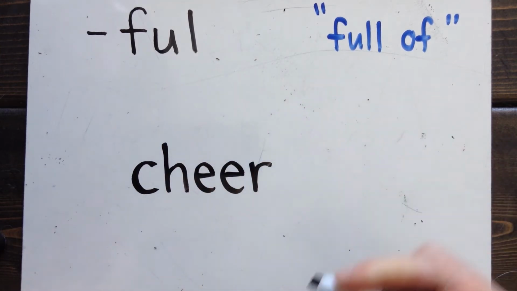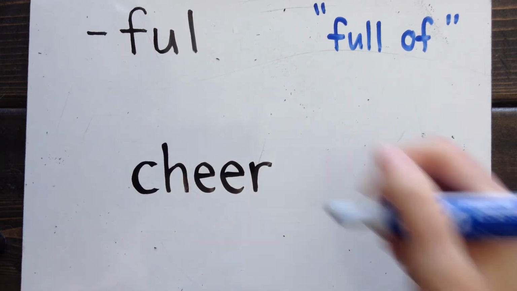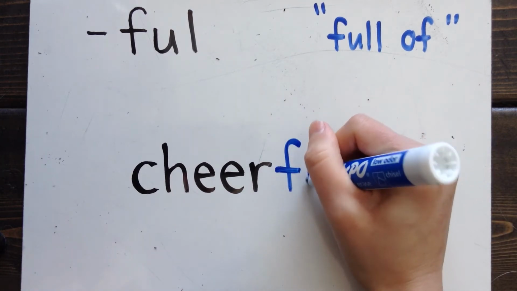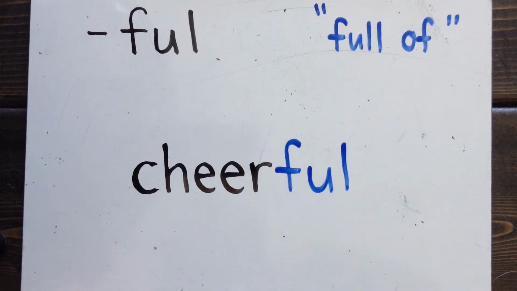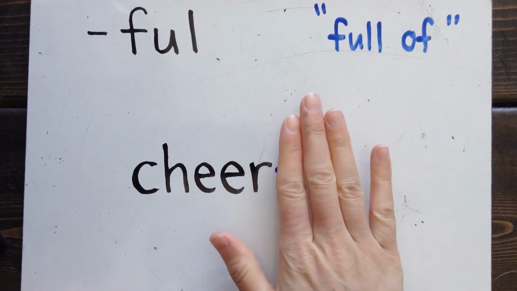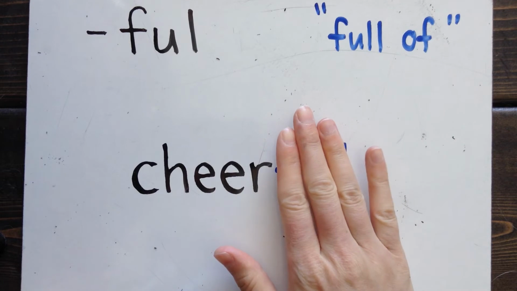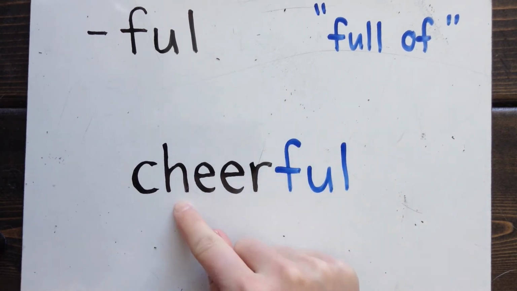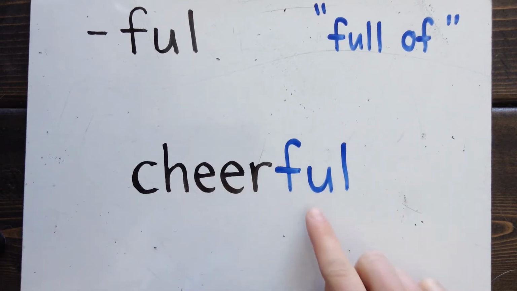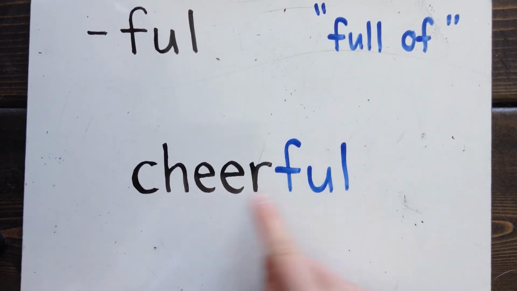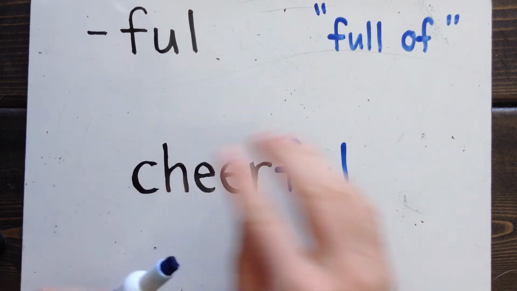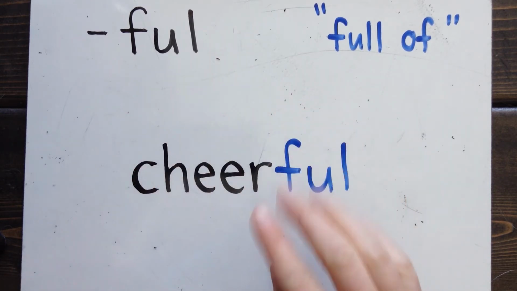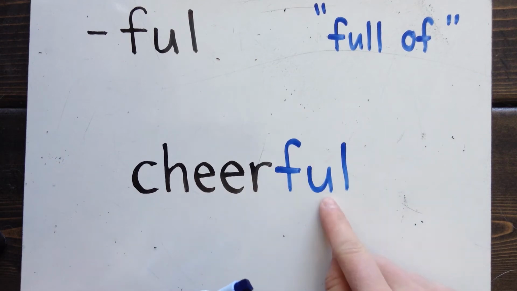My root word is cheer. And if I add the suffix full, it changes the meaning slightly. Cheer, or happy, joy, which are also synonyms, and now with full on the end means full of cheer. Very similar, but the suffix changes the meaning just slightly. Cheerful means full of cheer. And of course, sometimes when you have suffixes or prefixes in words, you read the meaning backwards. Cheerful means full of cheer.